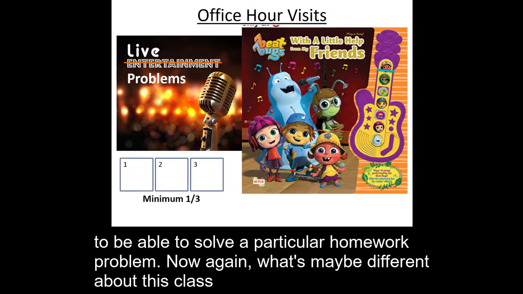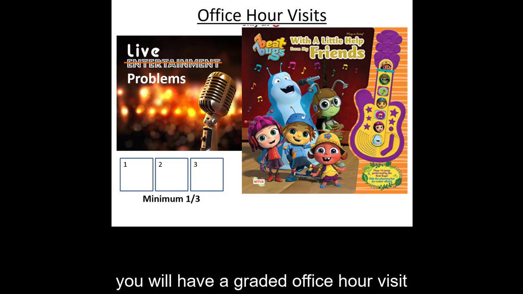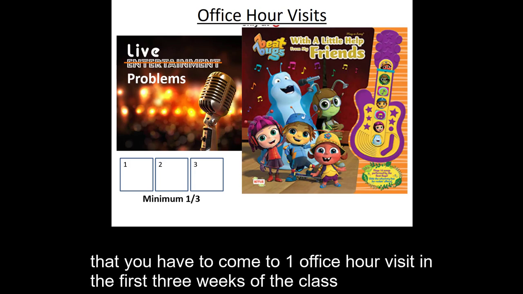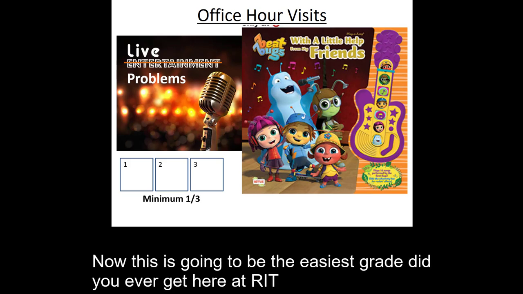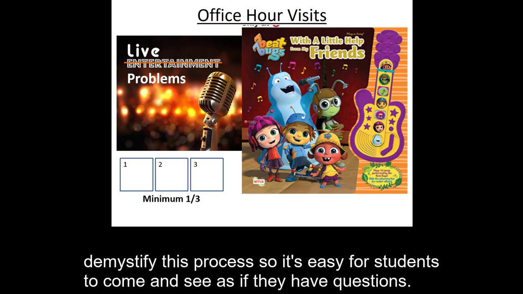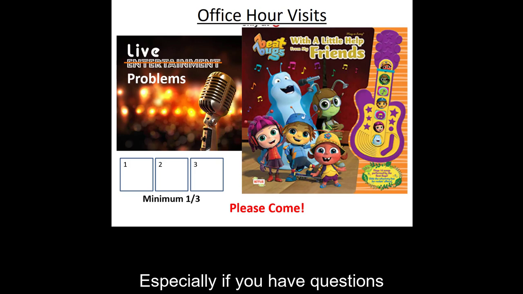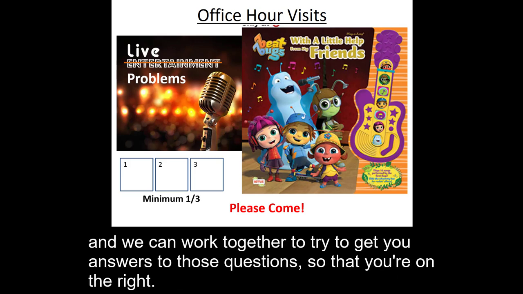Now, again, what's maybe different about this class versus other classes is that you will have a graded office hour visit. You have to come to one office hour visit in the first 3 weeks of the class. This is going to be the easiest grade that you ever get here at RIT, so please come. You just have to come to the office hour and show us that you're willing to come and see us. We want to demystify this process so it's easy for students to come and see us if they have questions. So I just want to invite everyone, please come to the office hours. I think it's a very good way to learn, especially if you have questions about the material that we're covering, and we can work together to try to get you answers to those questions so that you're on the right path.